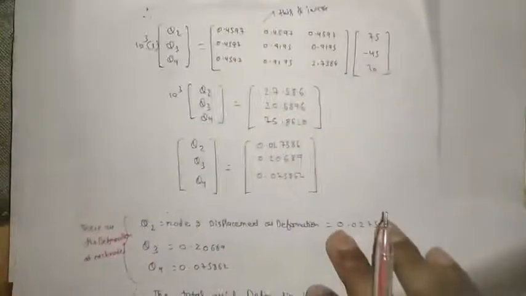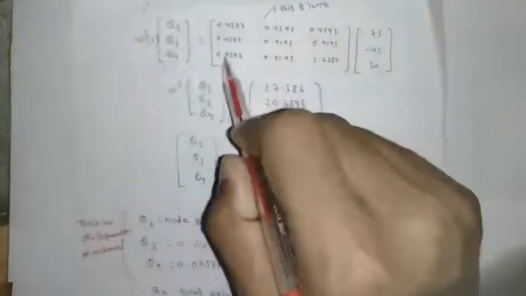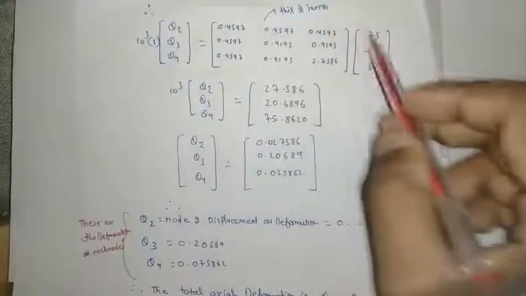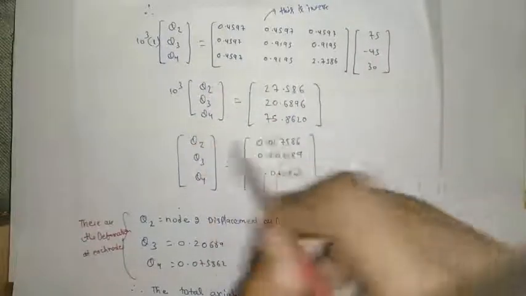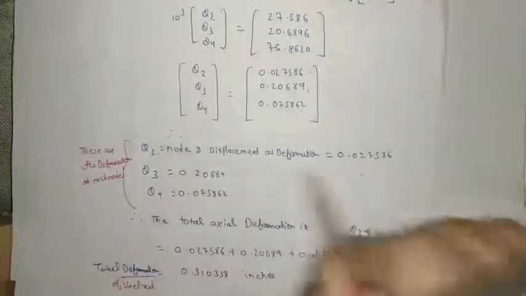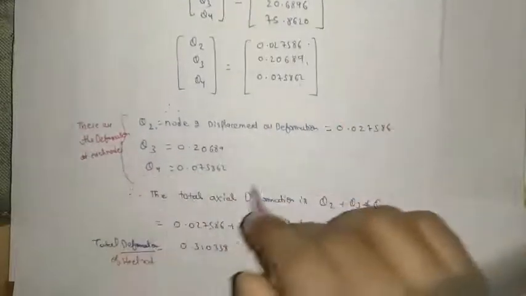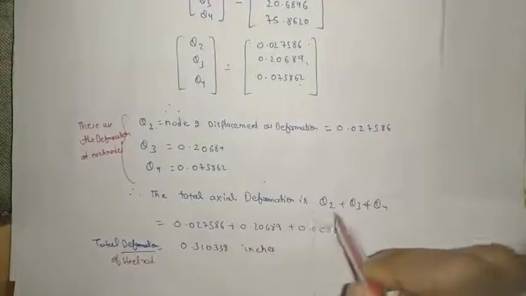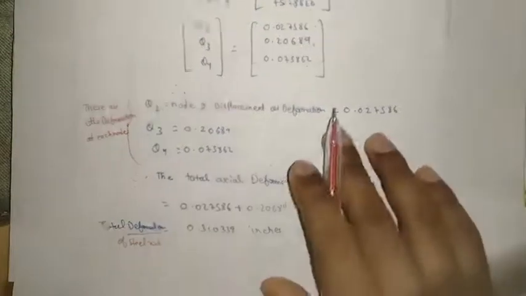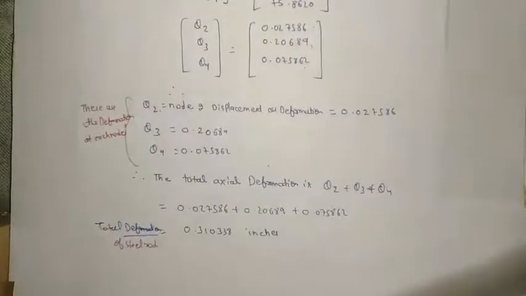After finding that, we multiply the inverse of this matrix, which is 3 rows by 1 column. We get this, representing Q2, Q3, Q4. These are the nodal displacements. Q2 represents the nodal displacement at point 2, and Q3 at point 3. The total axial deformation of the steel rod is Q2, Q3, Q4. These are the axial deformations in inches.